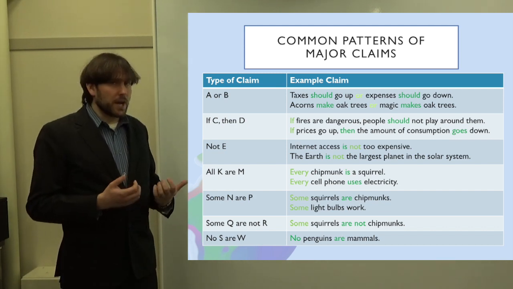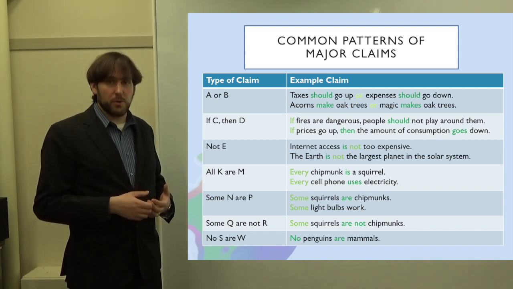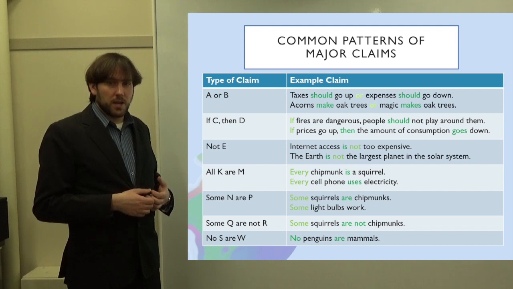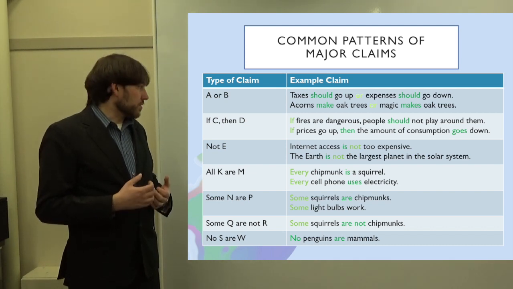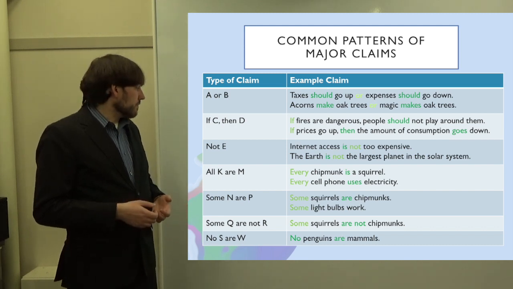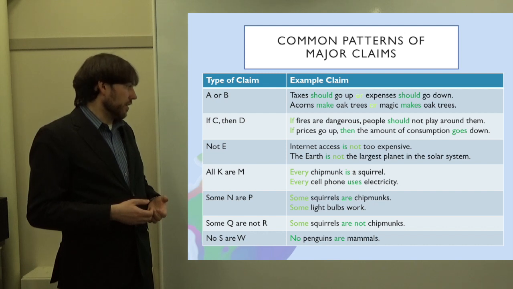So some squirrels are not chipmunks. There are other types of squirrels. There's ezorisu, there's also flying squirrels, also ground squirrels other than chipmunks. Many, many kinds of animals are squirrels without being chipmunks. Similarly, some light bulbs are broken. Finally, two more categories. Some Q are not R.